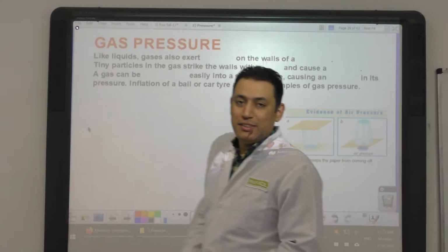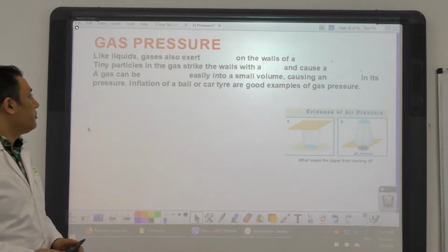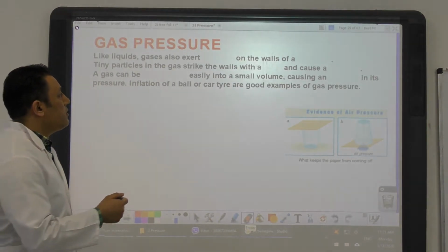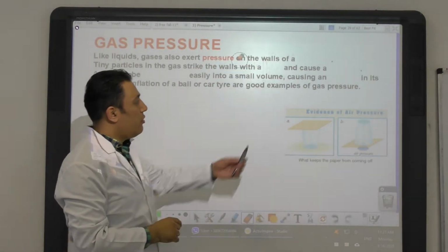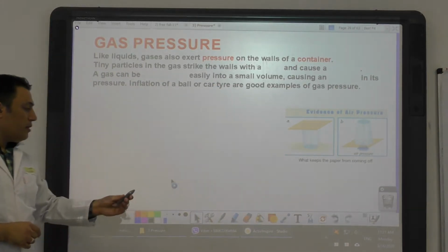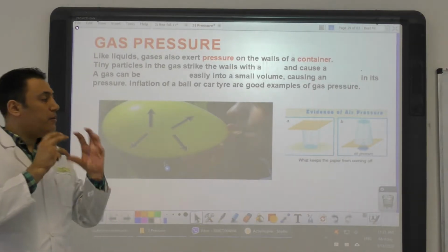Hello everyone. Today in our video lesson our topic is gas pressure. Like liquids, gas also exerts pressure on the walls of the container. Actually, the balloon is a very good example of air pressure.